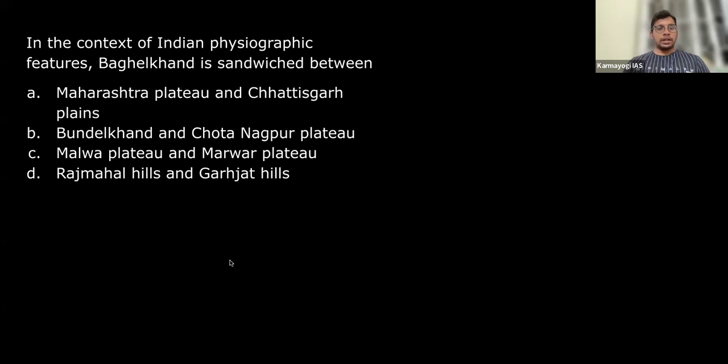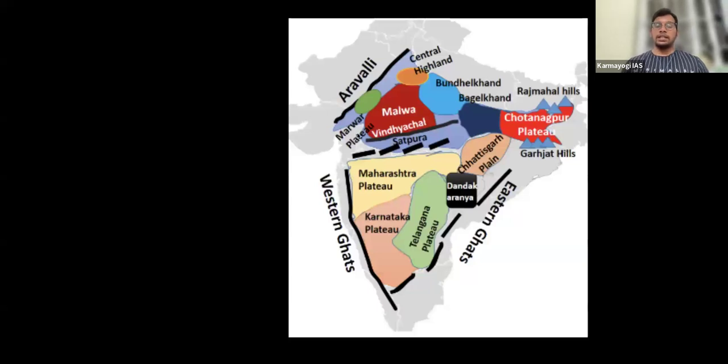Next one, in the context of Indian physiography features, Bagilkhand, it is not Bundelkhand, don't confuse. Bagilkhand is sandwiched between which two? Maharashtra Plateau, Chhattisgarh Plains, Bundelkhand, Chota Nagpur Plateau, Malwa Plateau, Marwar Plateau, Rajmal Hills and Garjat Hills. So this is a little bit of a complex question. Let's see the arrangement, then you will understand it, right? So this is the arrangement.